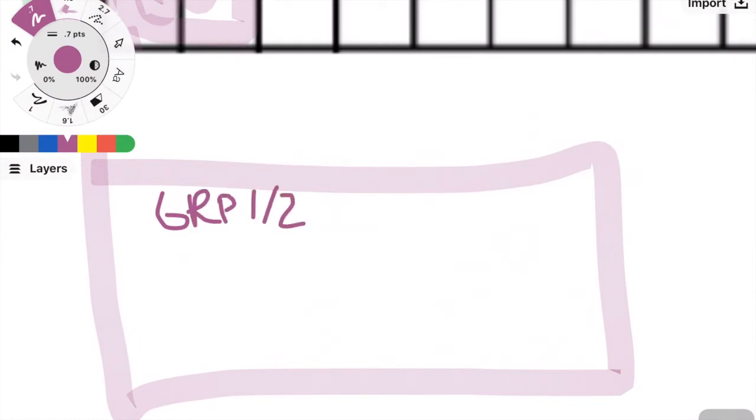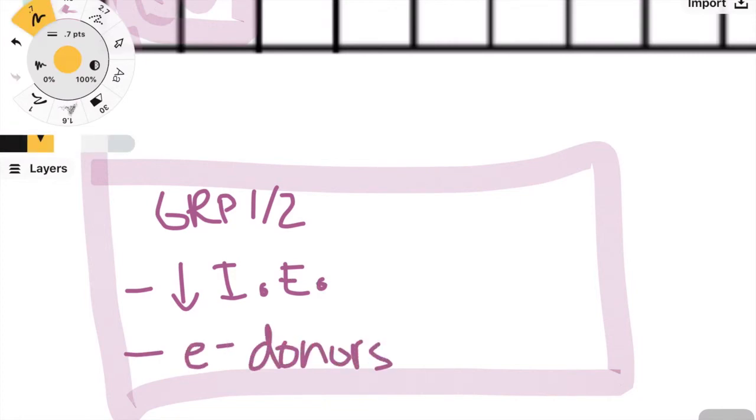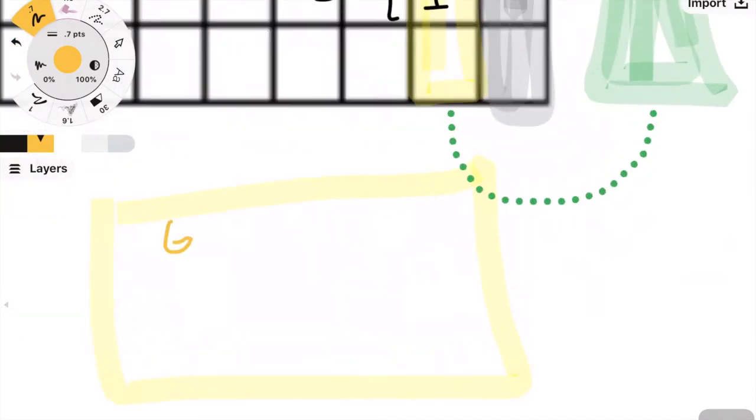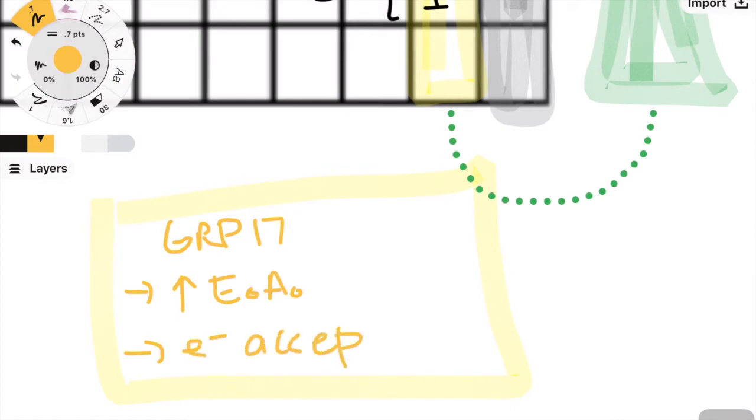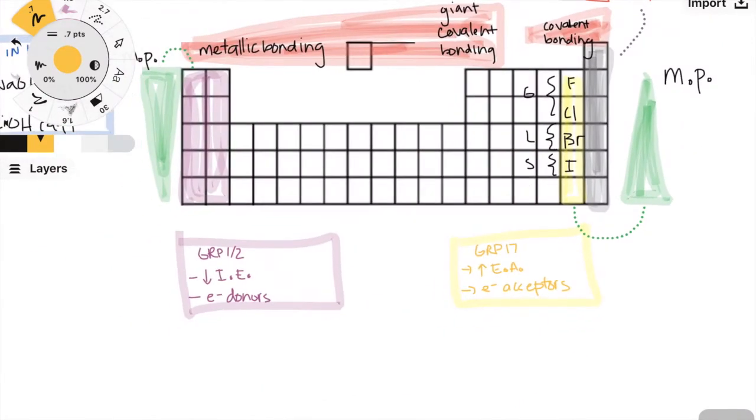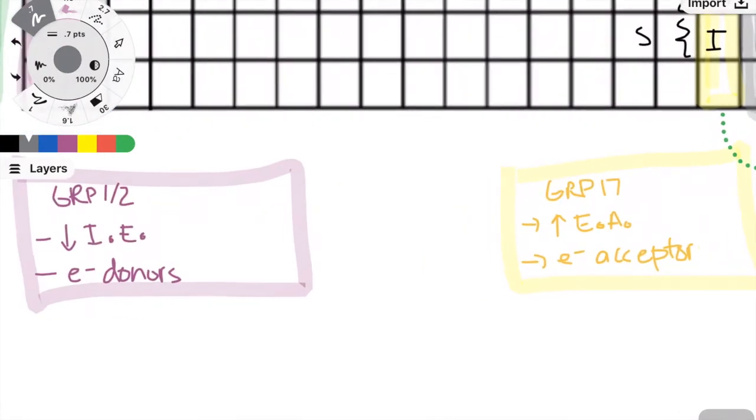In addition, let's take a closer look at group 1 and 2. So group 1 and 2, as we saw in our previous video, have low ionization energies, meaning they don't require that much energy to remove the outermost electron, so they're usually electron donors. Whereas group 17, the halogens, have very high electron affinity, meaning that they usually accept electrons. What that looks like then, if we have a reaction between these two groups, is something quite explosive.